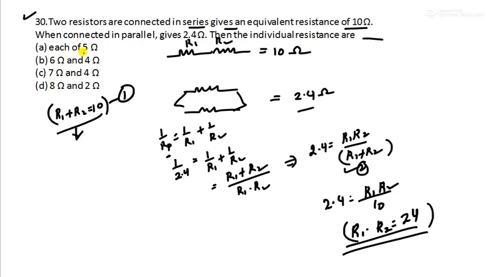Now look at these options. If I add 5 and 5, it becomes 10, but when I multiply it is not 24, so this can't be the right answer. 6 fours are 24, and 6 plus 4 is 10, so this can be. Now 7 plus 4 is 11, so this cannot be because we need 10. 8 and 2 add to 10, but 8 twos are 16, so even this cannot be the answer, because it doesn't match both conditions. Only one answer matches, option B. So the answer is 6 and 4 ohm. This is how we can solve this problem.